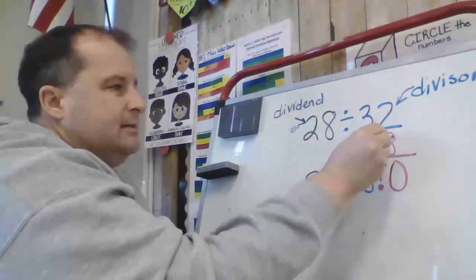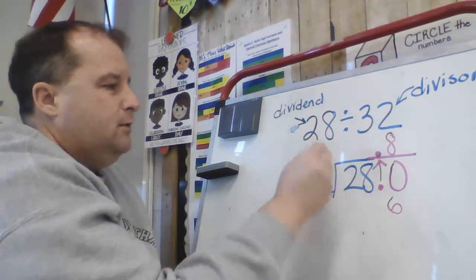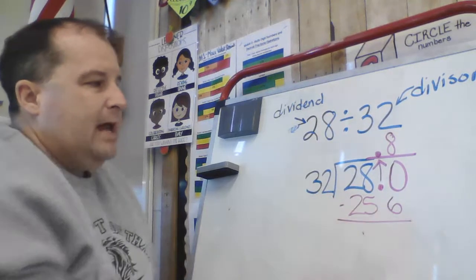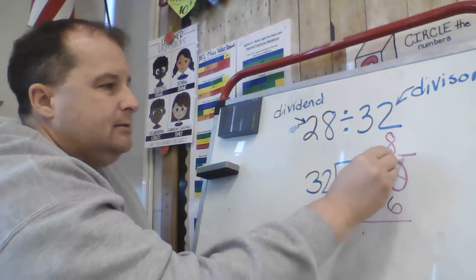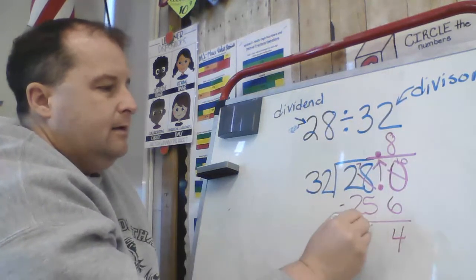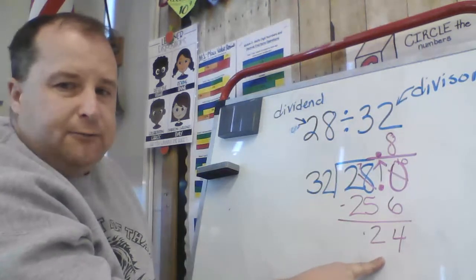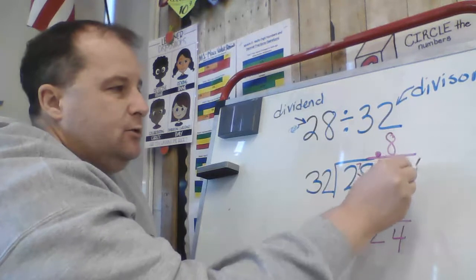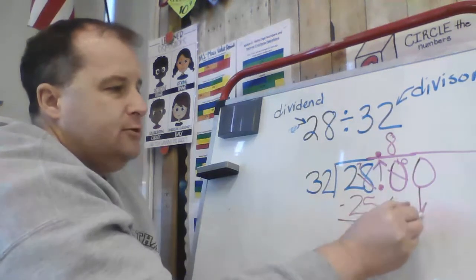Let's go 8. Multiply: 8 times 2 is 16, 8 times 3 is 24, add 1 would be 25, 256. That is as close as I can get. Then I subtract it out. 24 is my difference. I cannot get a 32, so I need to continue on with my place value holder of 0, and now I've moved over to my hundredths.